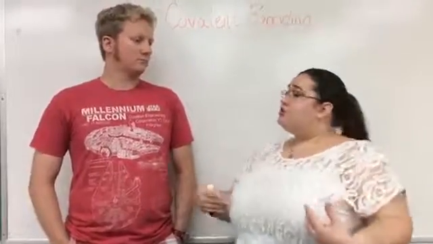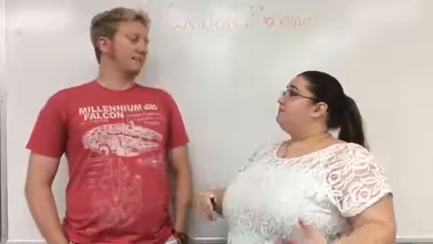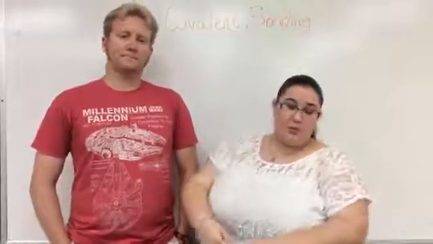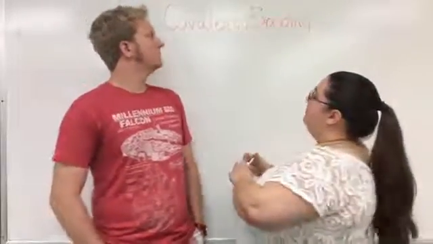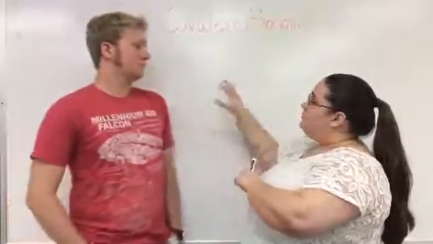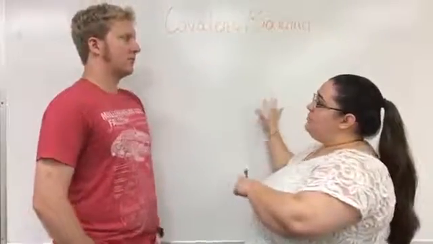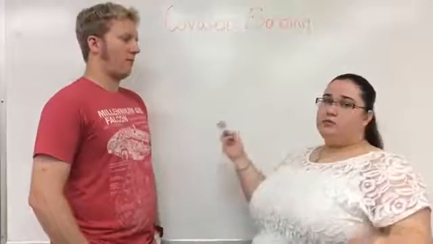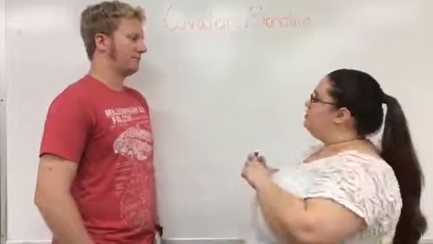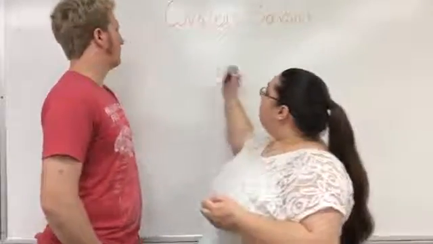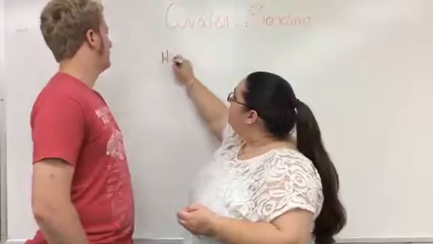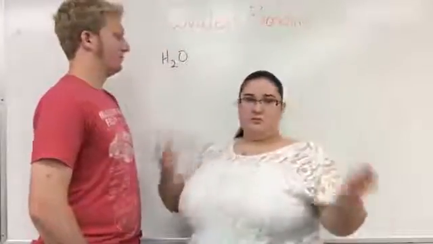We have to draw our Lewis structures a little bit differently. Previously we had one of them losing, one of them gaining. For a covalent bond, we have to make sure that they actually are sharing. So let's go ahead and do H2O first, because everybody knows water.